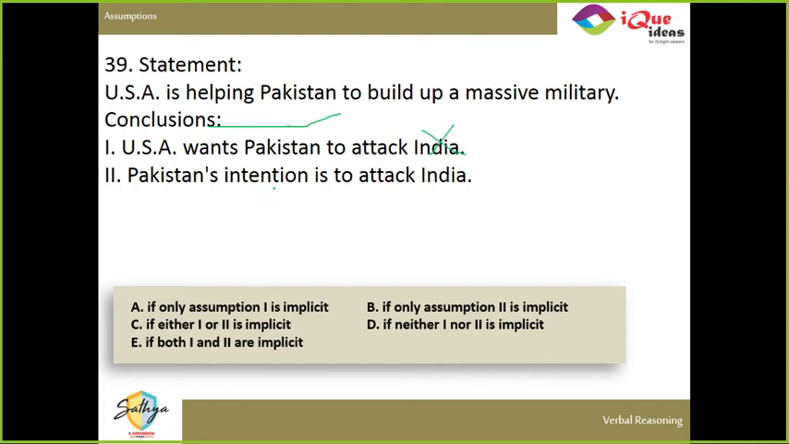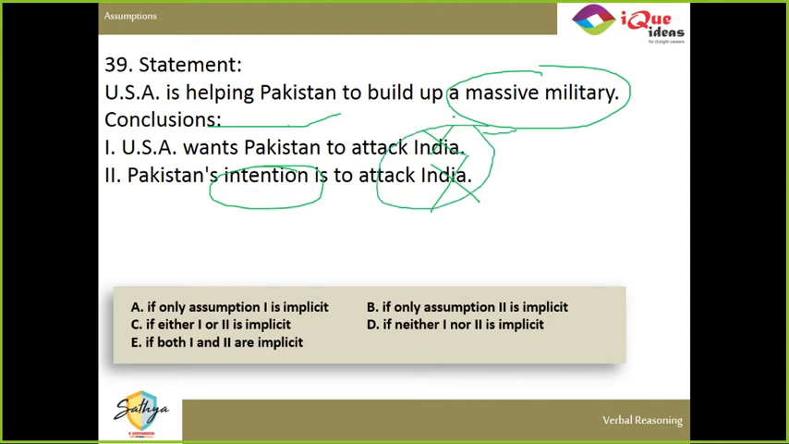And can we say Pakistan's intention is to attack India? No. We don't know. Even if Pakistan's intention is not to attack India, they can still need a massive military for protection from other countries. So India does not necessarily have to be assumed for anything. So neither one of them is true. I don't need to assume India anywhere. Even without having India in the picture, you can still talk about Pakistan requiring a military. So whether it is the intention of US or Pakistan to attack India is irrelevant, not required.